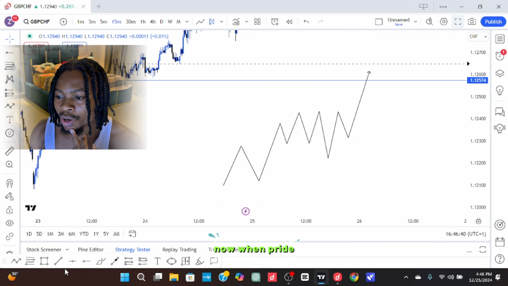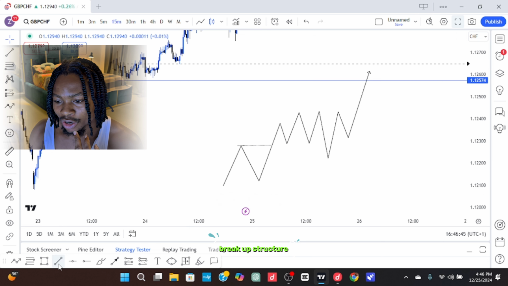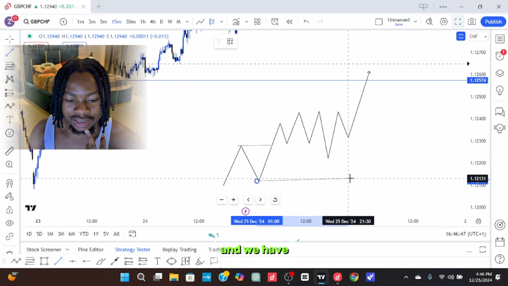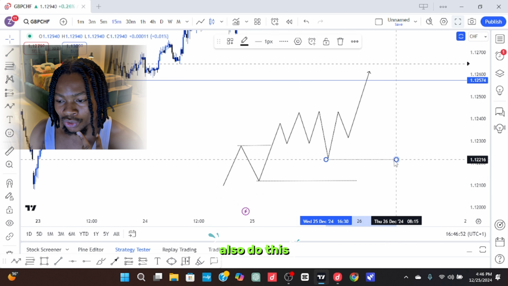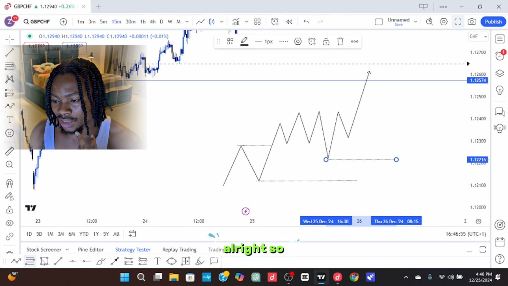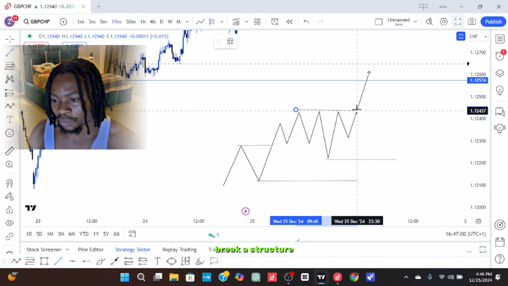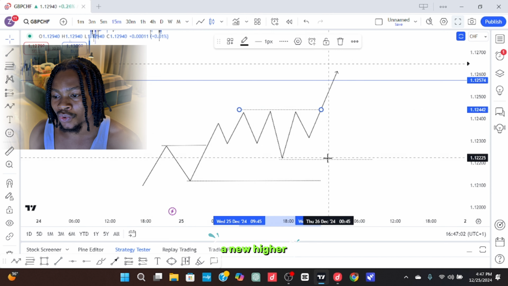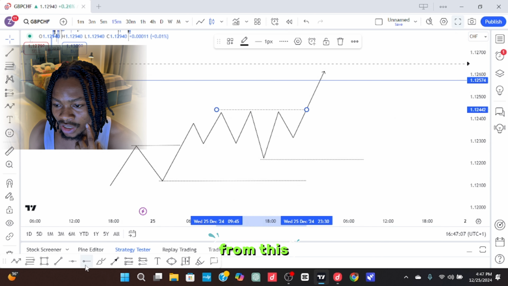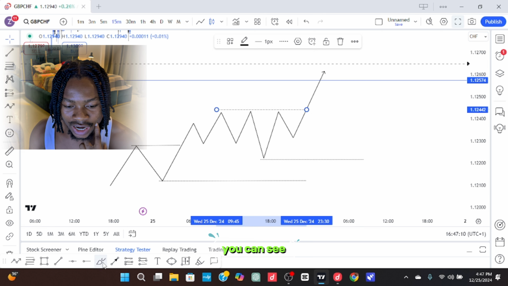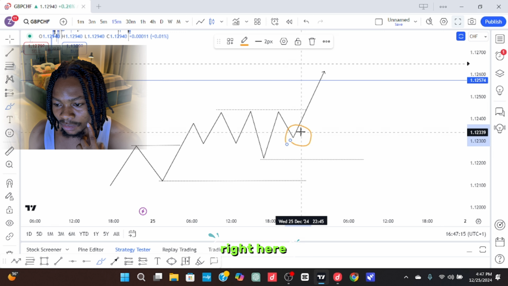Now when price does something like this right here, we already know, okay, now we have a break of structure right here, and we have a higher high, a higher low, and price also does this. All right, so now we have a new higher low, and now we break a structure. That means we now have a new higher high. And according to what I'm seeing right here, from this low to this high that broke out, look at this right here.